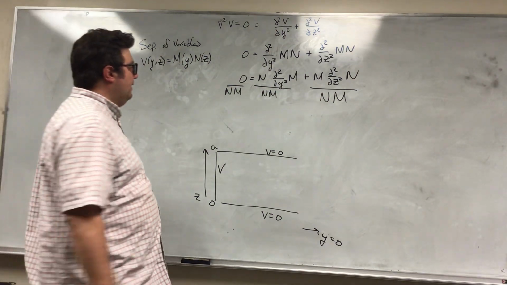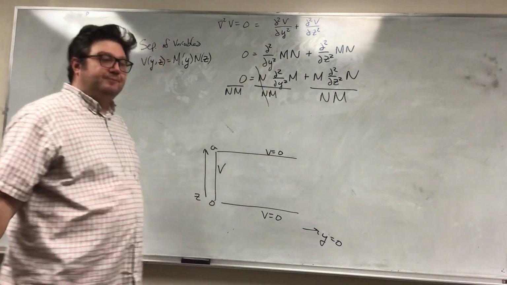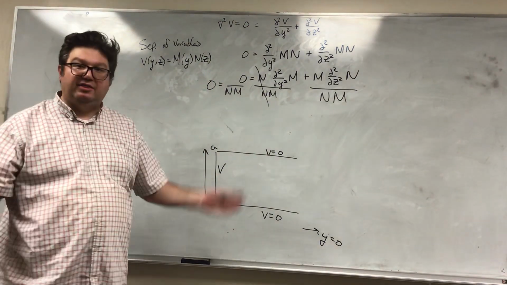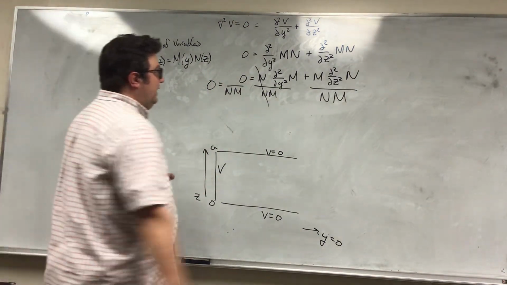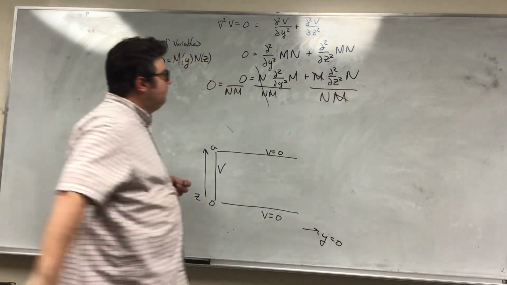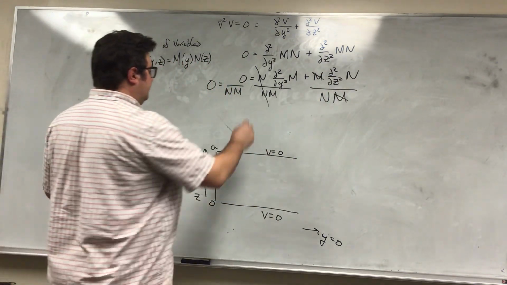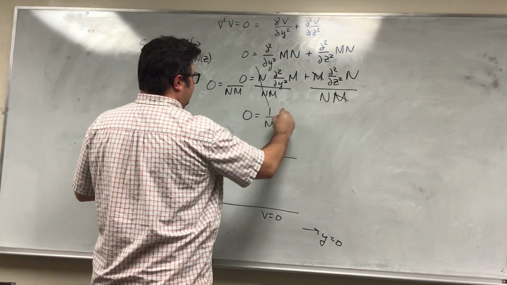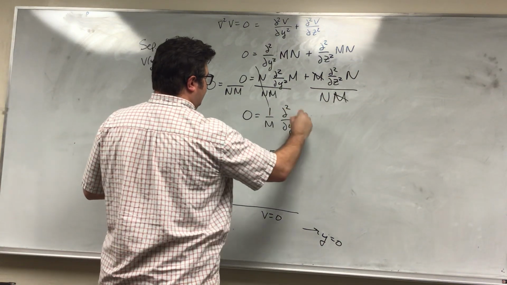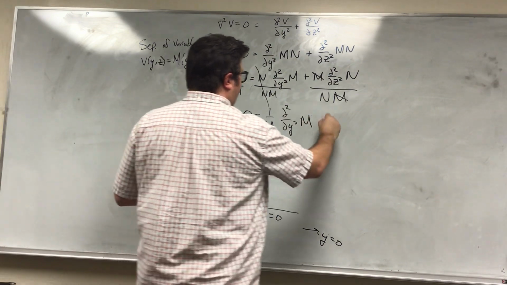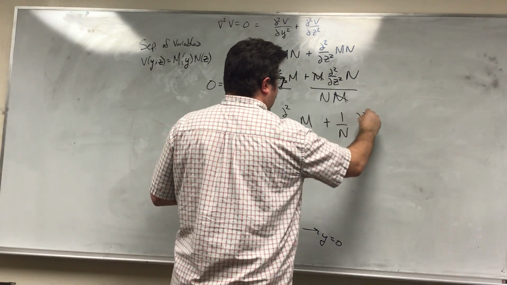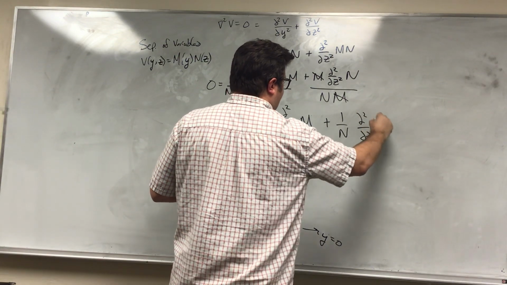So these n's are going to go away, right? This term is just 0 because 0 divided by anything is just 0. And here the m's are going to go away. So I get the following: 0 is equal to 1 over m d²y m plus 1 over n d²z n.